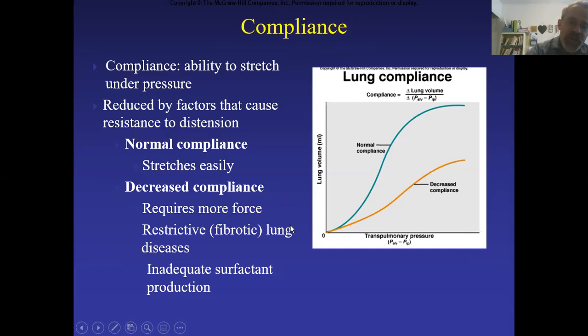So if you have decreased compliance, it requires more force to breathe. And this can be related to what we call restrictive or fibrotic lung disease. This is due to people who are exposed to, again, either coal or even asbestos. Obviously, asbestos causes other things, certain cancers, mesothelioma, but it also can directly cause this fibrosis on the lung. And one thing that can also affect compliance is inadequate surfactant production. So we'll take a look at that. Without surfactant, the lungs also don't inflate as well.